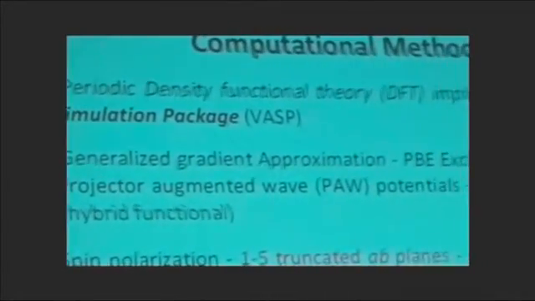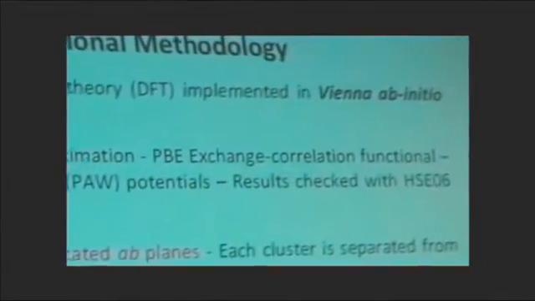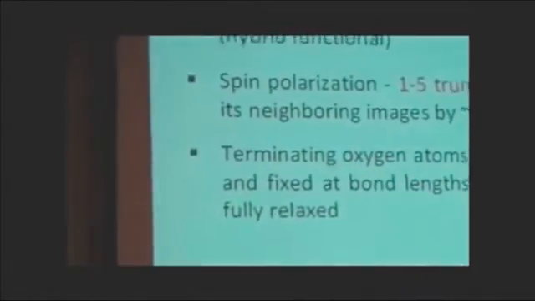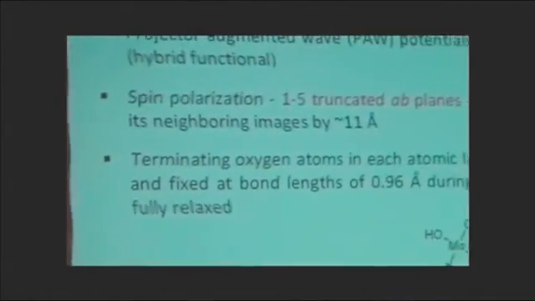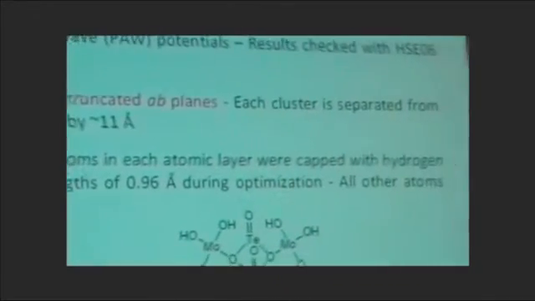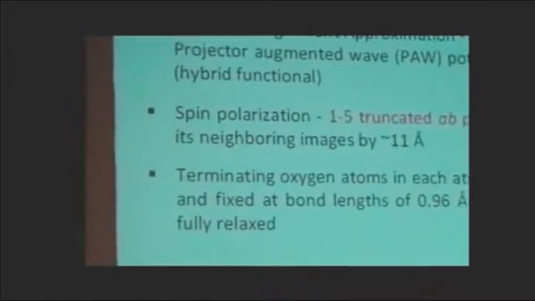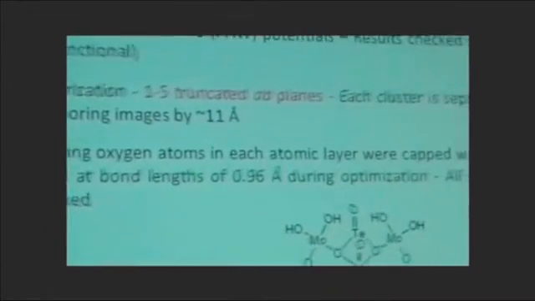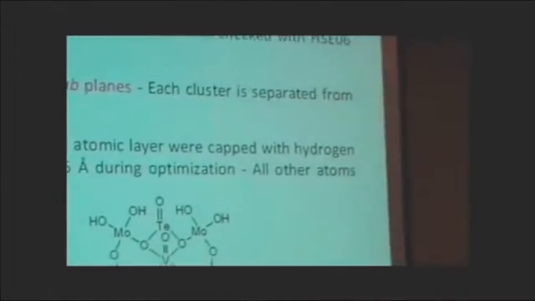We use a GGA approximation, which is a generalized gradient approximation, with a PBE correlation functional and PAW pseudopotential. For all the calculations listed here, we have used spin-polarized calculations. That means we treated alpha and beta spin electrons differently. And we conducted studies with a differing number of layers.